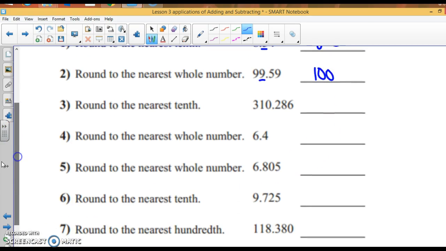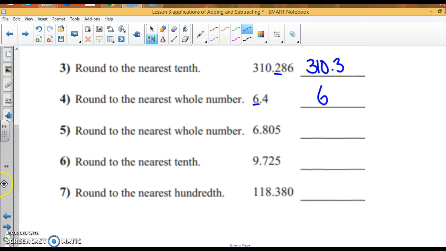Round to the nearest tenth. Here's the tenths. Look to the right of it, and that's an 8. 5 or above, give it a shove, so it's going to be 310 point, shove that up to 3, because that's closer to 3 tenths than it is to 2 tenths. Round to the nearest whole number. Whole number, 4 means it stays the same, it's just going to be 6.